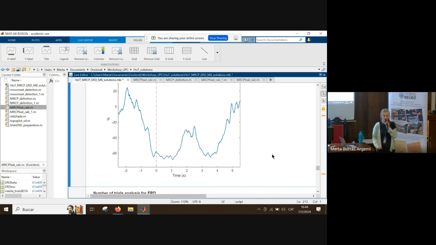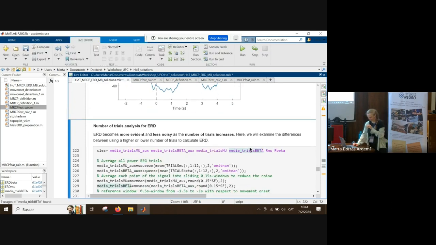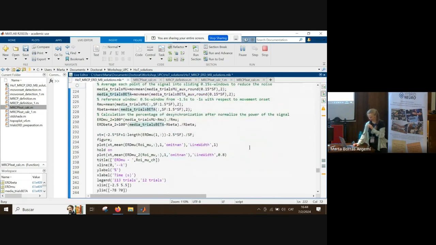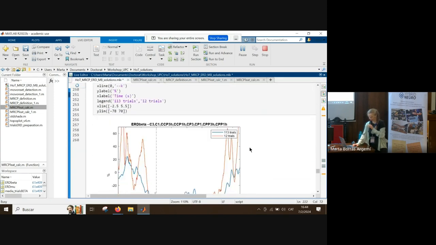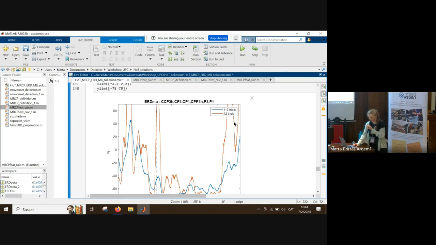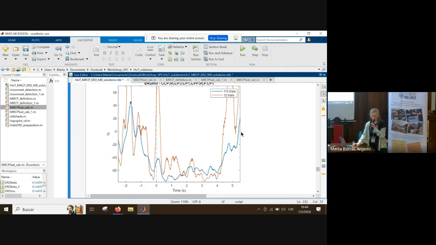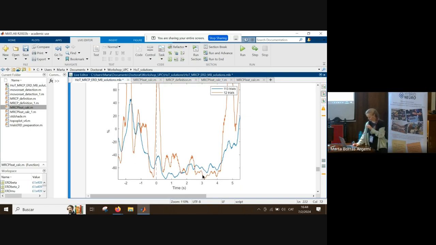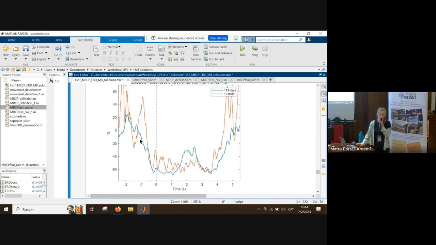So we are arriving at the end of the session today. First of all, I want you to look quickly at the number of trials again, because when we use 113 trials, we can see the blue signal, which is the one that we have obtained. But when we use only 12 trials, you can see what kind of signal we obtain. So again, we need an appropriate number of trials to obtain these signals. And in the beta band, it happens more or less the same.